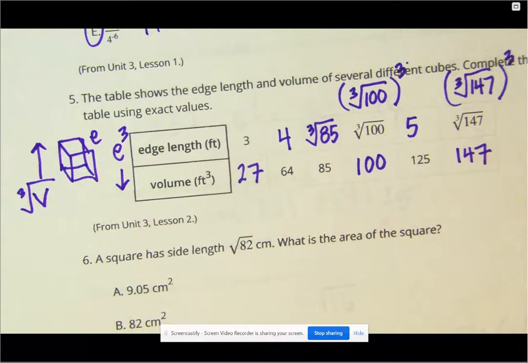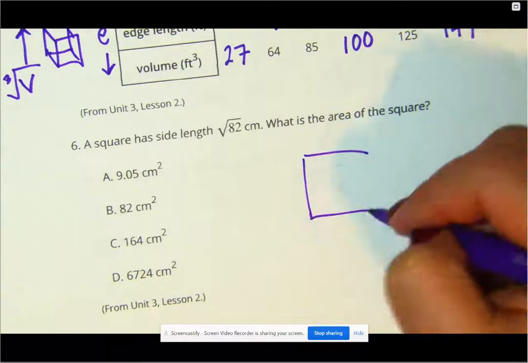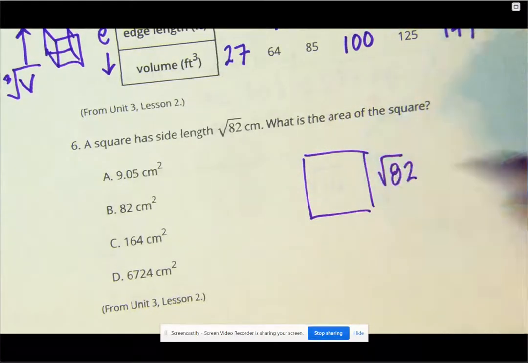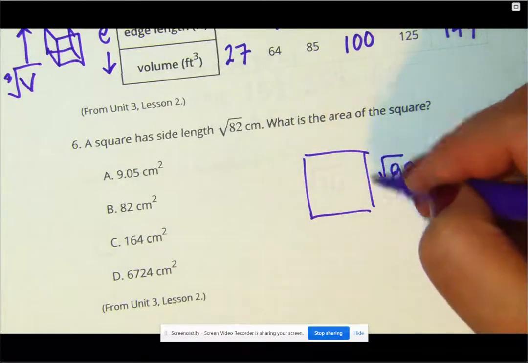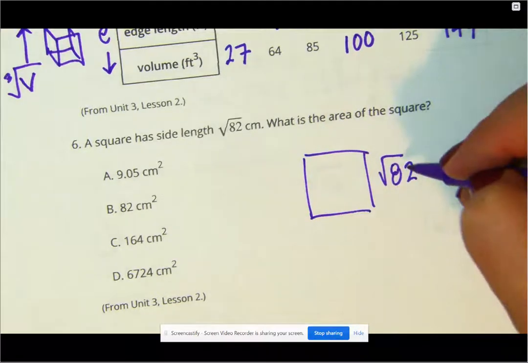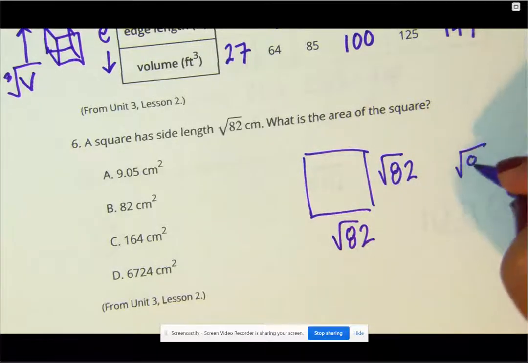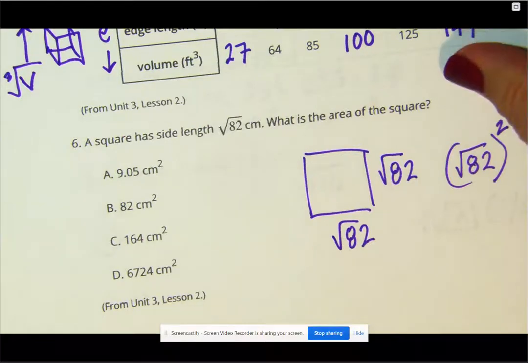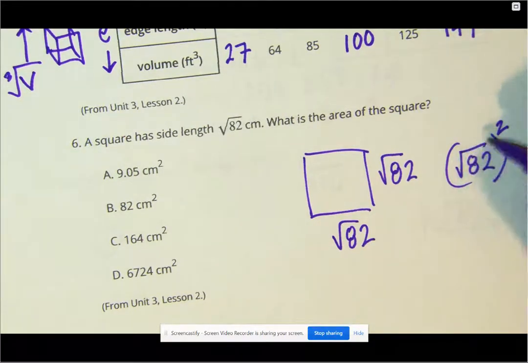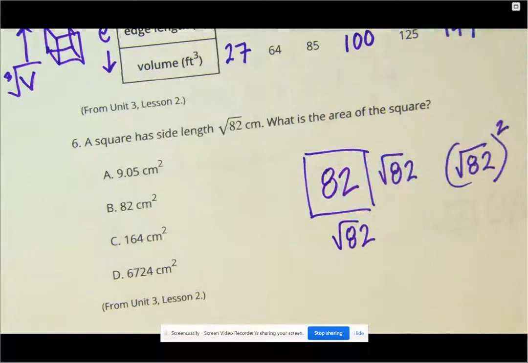Okay, and our last problem, number 6. A square has a side length of the square root of 82. What is the area? I mean, a square, all the dimensions are the same. So you're going to take that and multiply it by itself. If you multiply it by itself, you're squaring it. And then just like this one up above with the cubing, if you have a square root and you square it, those are inverses of each other. The area is 82 centimeters squared, which is the same.